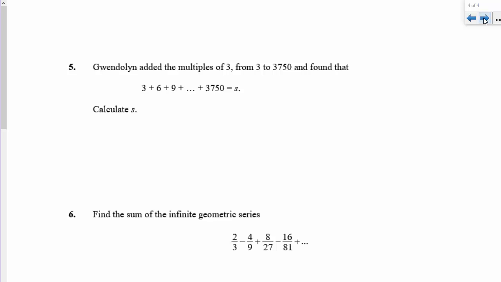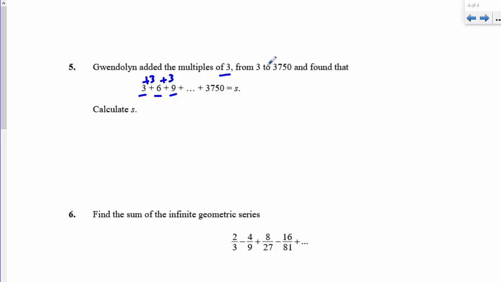This is the last page. Gwendolyn added the multiples of 3 from 3 to 3,750 and found a series here pretty much. And I'm going to analyze this real fast. I'm going to see that these all have a common difference, where each time we're adding 3, which is nice, okay? Because we're adding multiples of 3. That's what we're doing. That makes sense.